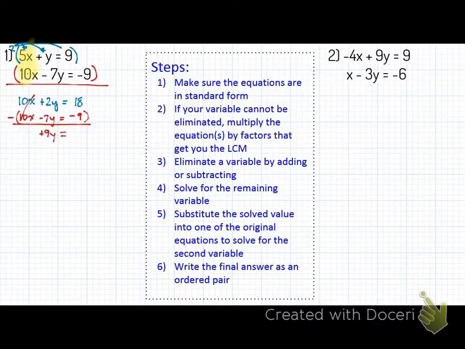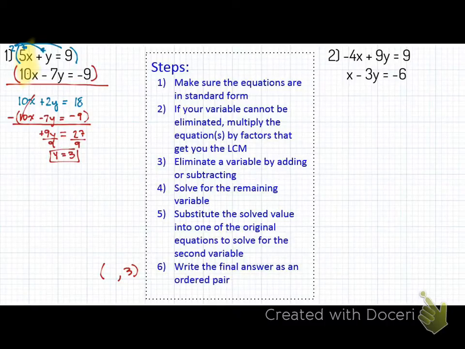Bring down my equal sign, and then we're going to focus on our 18 minus a -9. Again, we're going to be adding a 9 because we're subtracting a -9, right? So it's going to be equal to +27. Now I could easily solve this. Divide both sides by 9, so y is equal to 3. And that's the first part of our answer, right? So remember, our answer is an ordered pair, so it's (something, 3).